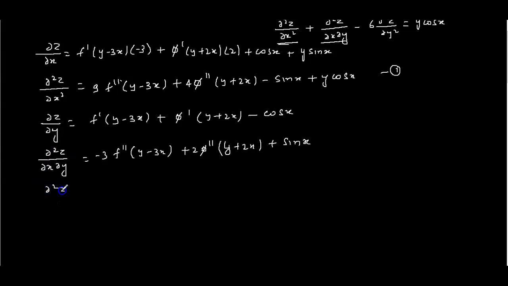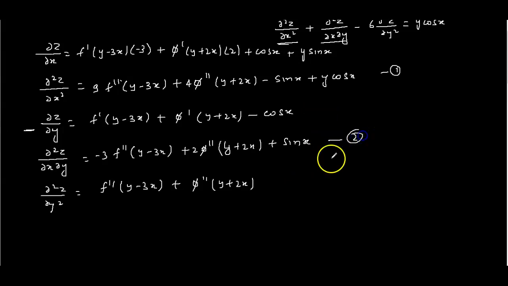Now del square z by del y square, this one again with respect to y, so we'll get f double dash of (y minus 3x) into 1 plus phi double dash of (y plus 2x) into 1, and cos x is constant, so 0. So this one is the second part, and this is the third part.